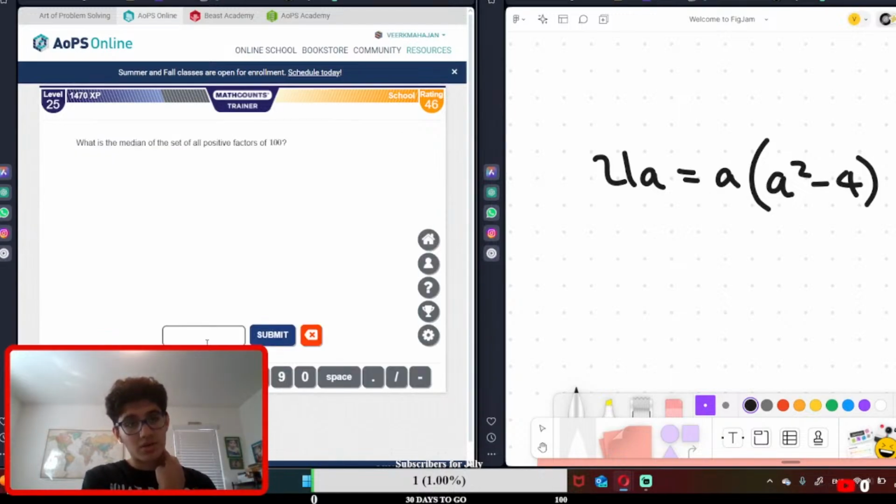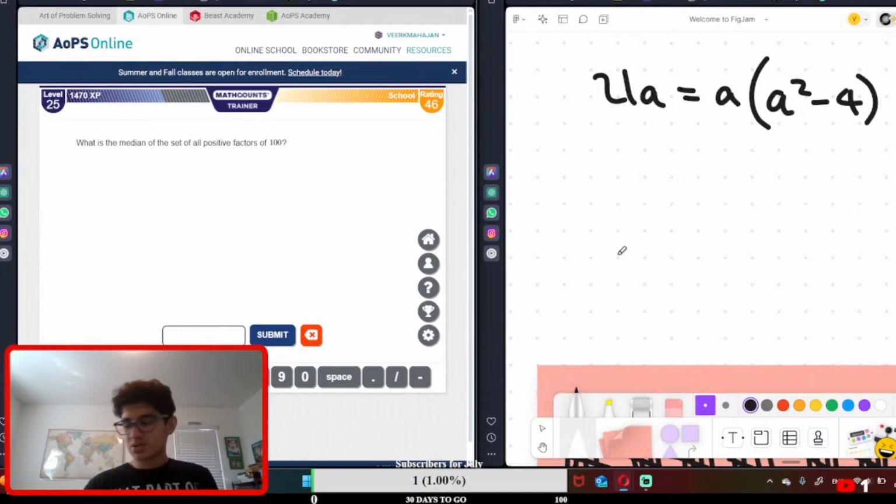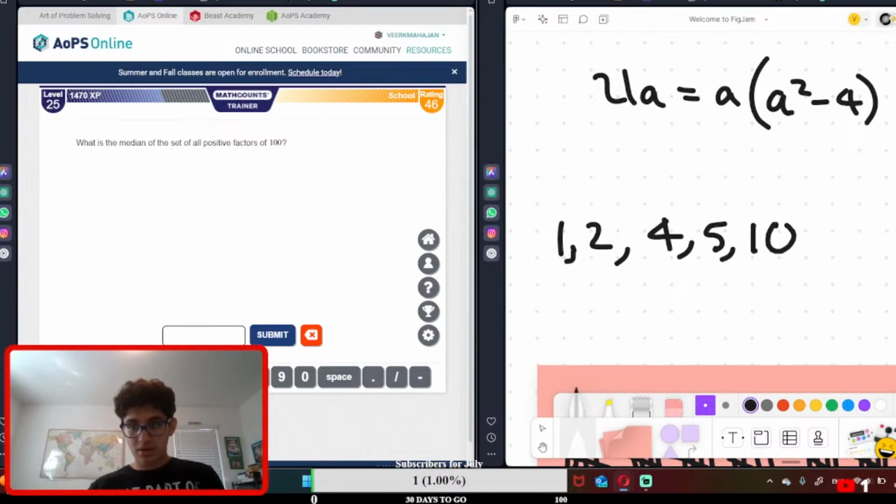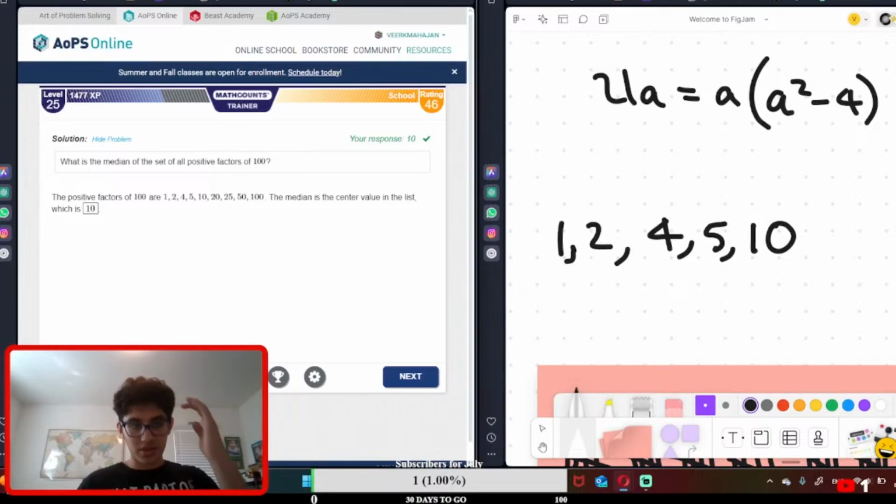What is the median of the set of all positive factors of 100? All positive factors. How many factors are there? Wait, we can use the rainbow method for this, I think, right? So there'll be 1, 2, 4, 5, and then 10. But it'll just be 10 because it's a perfect square. And in general, for any perfect square, the median of the set of all positive factors will just be its square root.